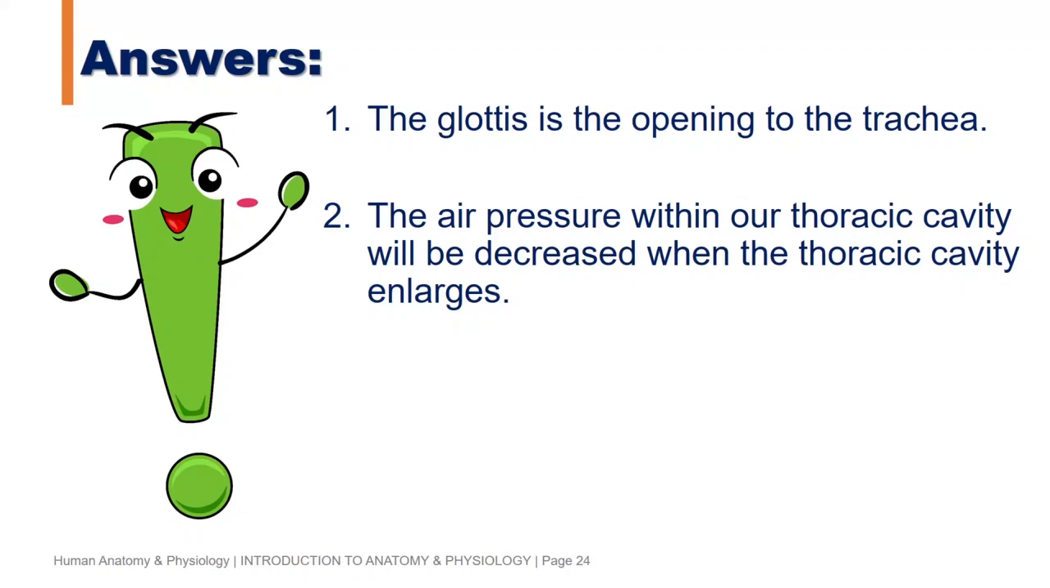Number 1. The glottis is the opening of the trachea. And number 2. The air pressure within our thoracic cavity will be decreased when the thoracic cavity enlarges.